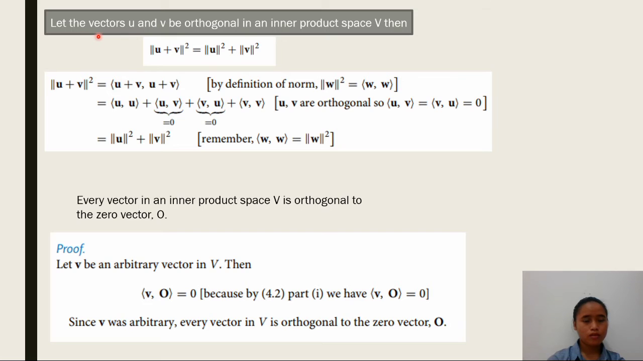Let the vectors u and v be orthogonal in an inner product space. Then the formula holds. So every vector in an inner product space V is orthogonal to the zero vector. Since the vector was arbitrary, every vector V is orthogonal to the zero vector.